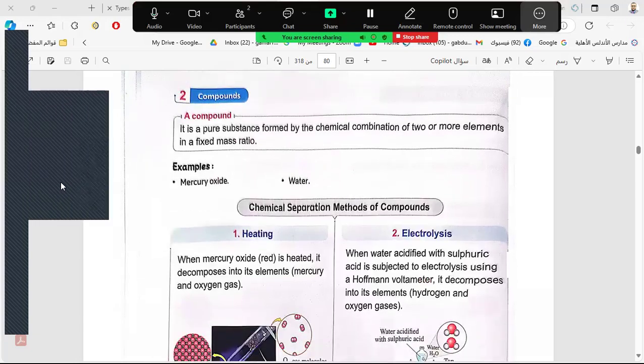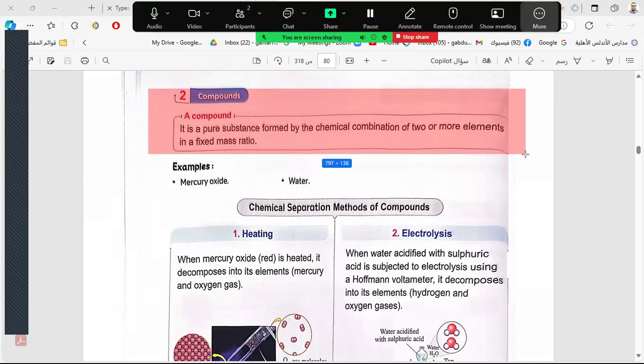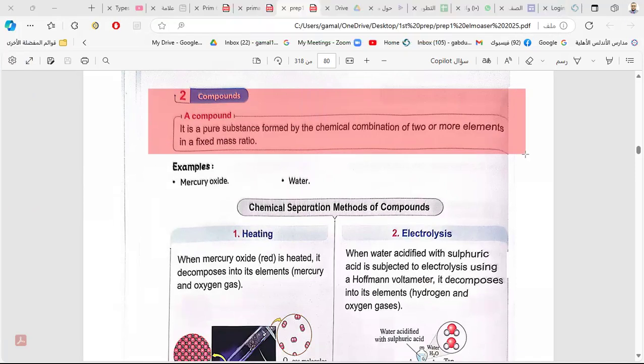Now we are going to talk about the compound. A compound like water, like carbon dioxide, like mercury oxide. Water is H2O. Mercury oxide is HgO. And carbon dioxide, you know what it is?